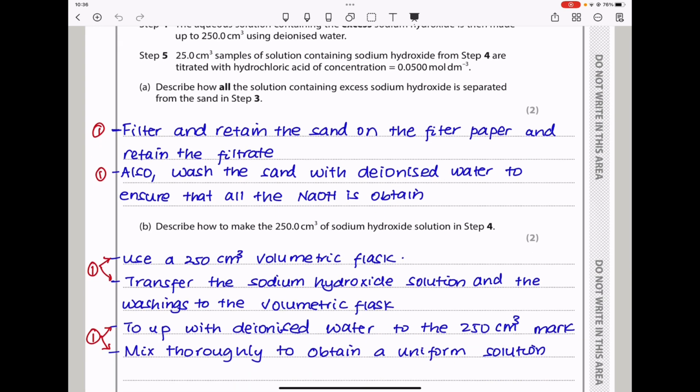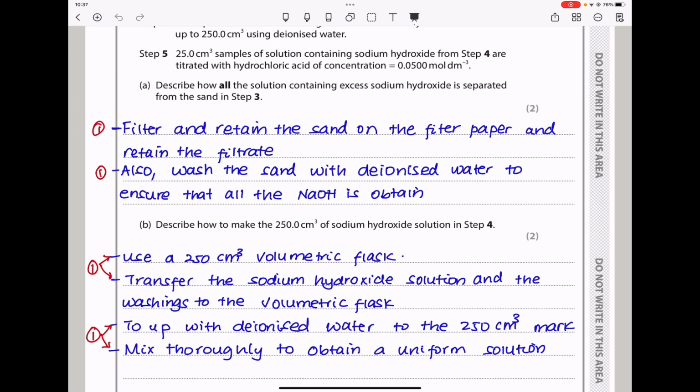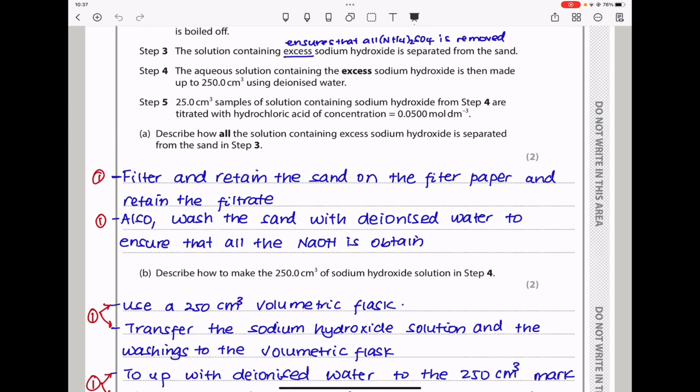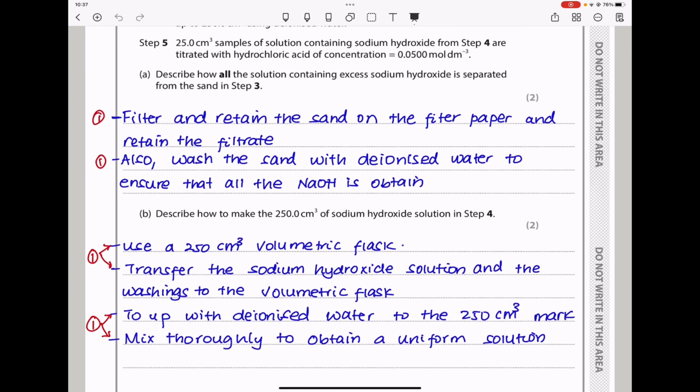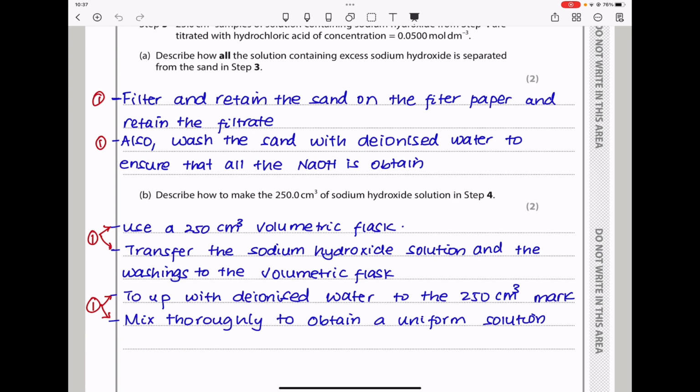In the next part, describe how to make up the sodium hydroxide solution in step 4. Imagine if we have our sodium hydroxide in a beaker. We will use a 250 centimeters cubed volumetric flask and transfer the sodium hydroxide into the 250 volumetric flask as well as the washings. And then we will top up with the deionized water to the 250 centimeter mark. And then we will mix thoroughly to obtain a solution of uniform concentration. Moving on.